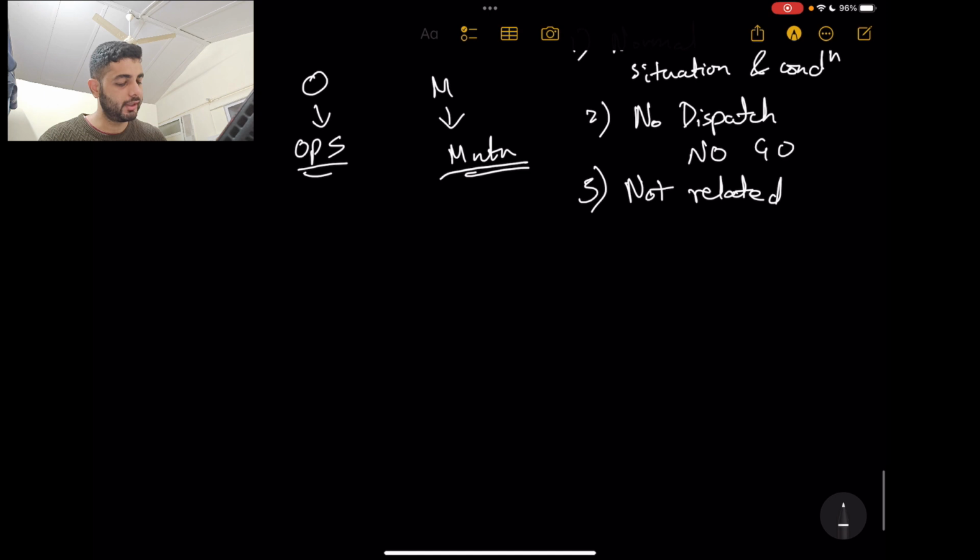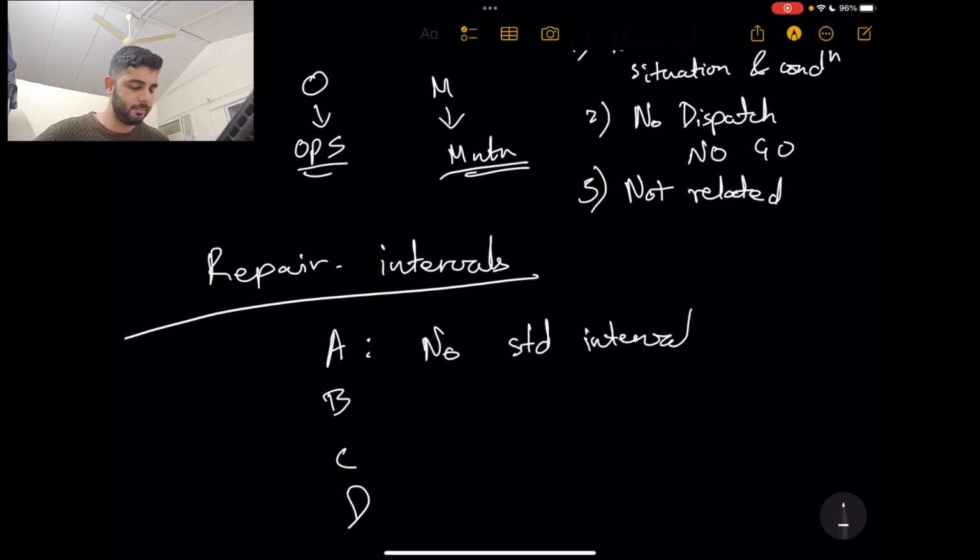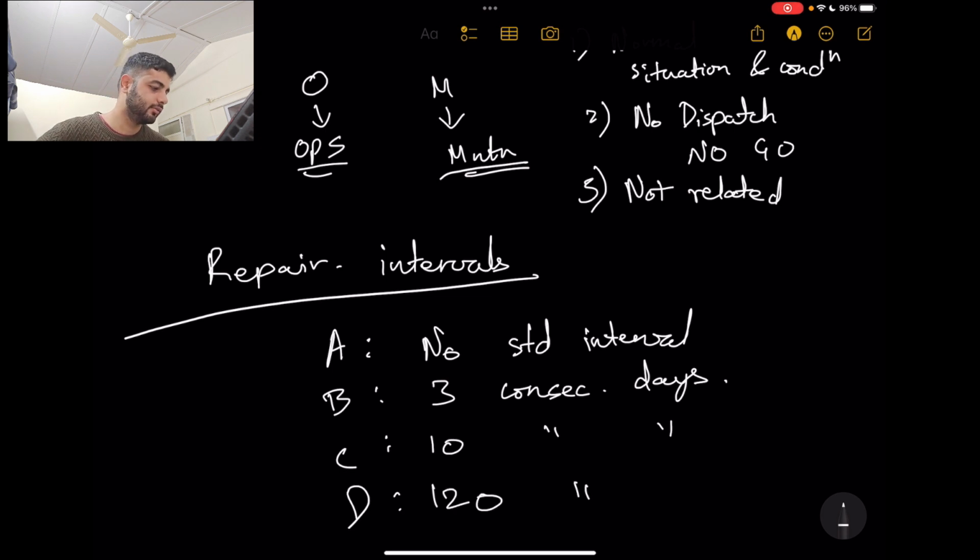Now finally you have repair intervals. Okay, this is the second last part, and then we are done. Repair intervals will be written A, B, C, D next to it. A means there is no standard interval. B means you should do the repair within 3 consecutive days. C is 10 consecutive days, and D is 120 consecutive days.